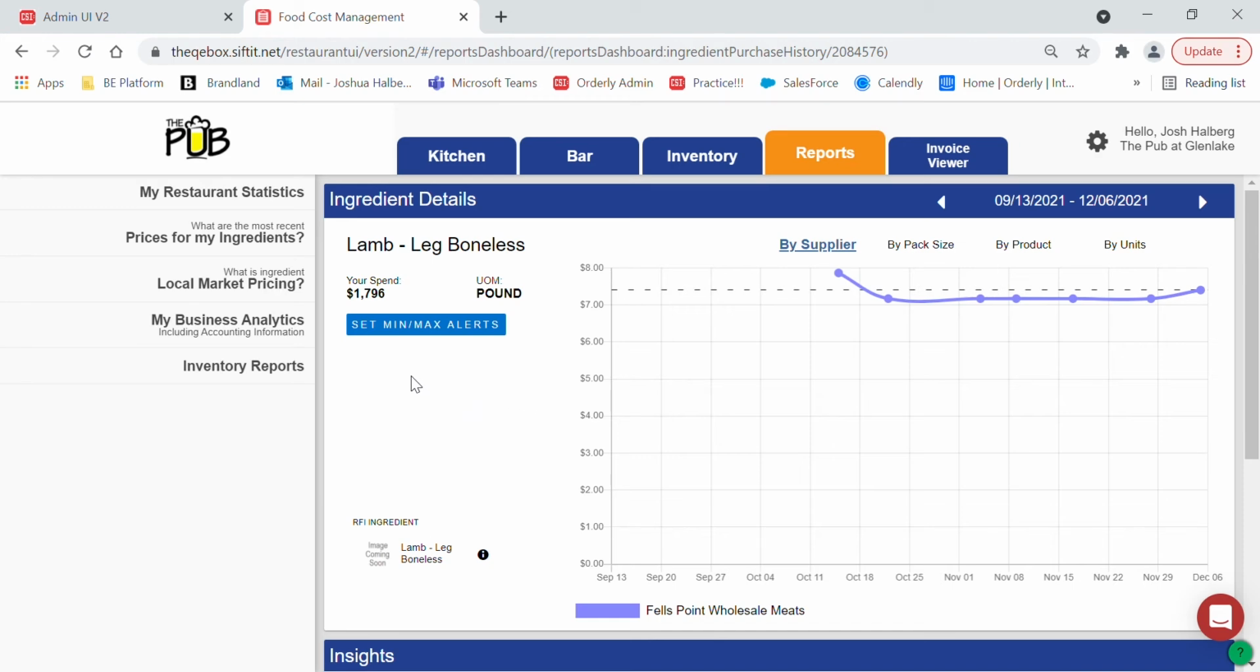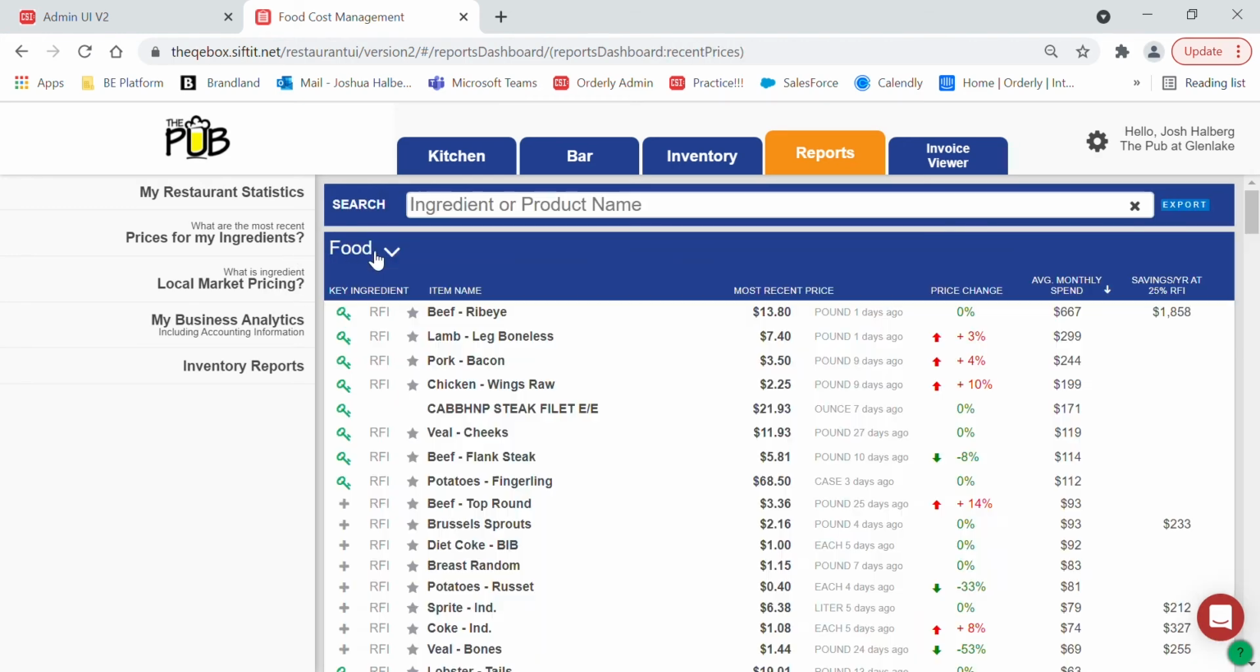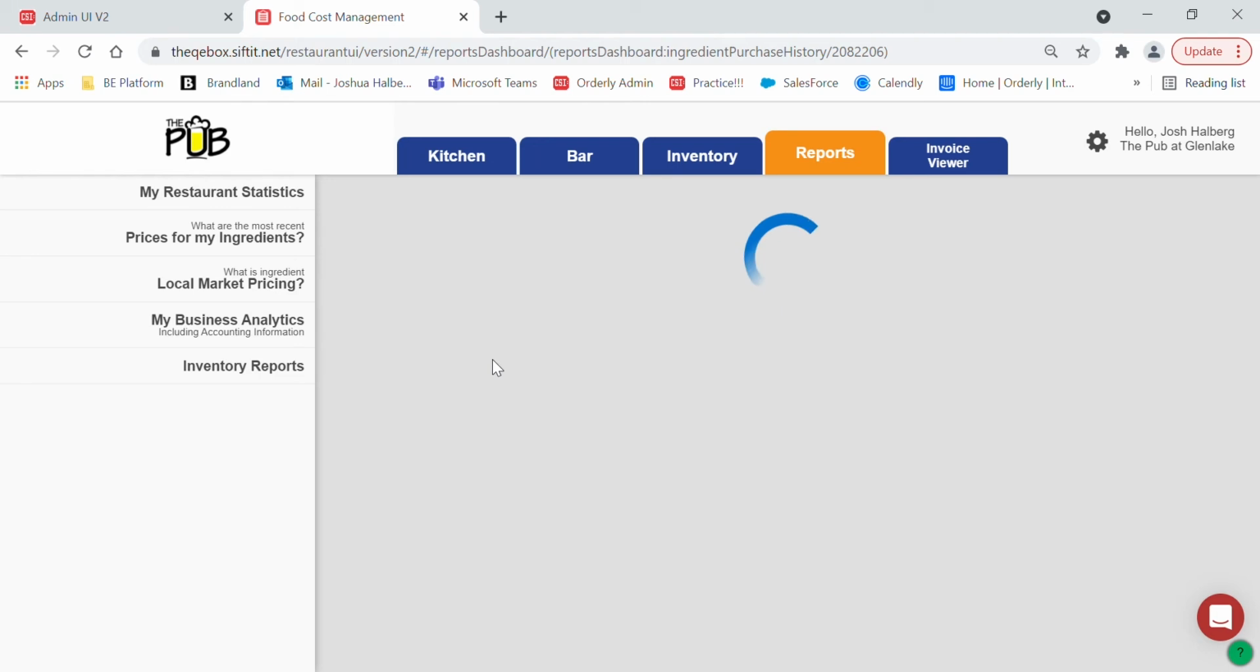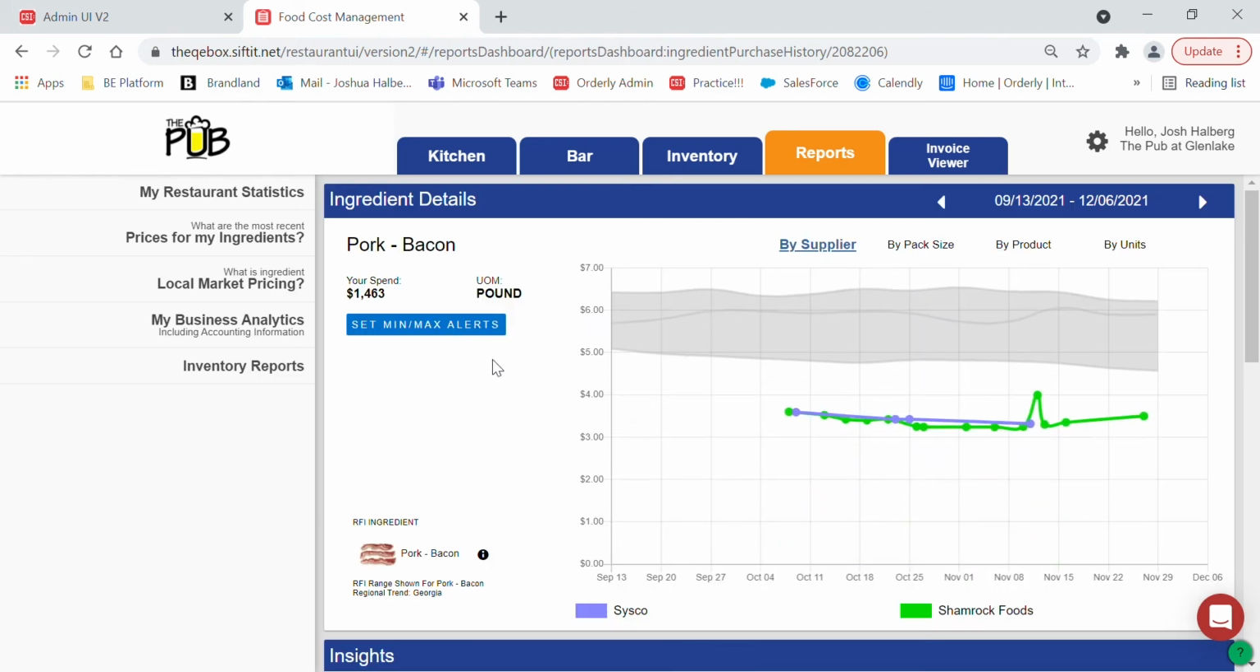Now let's go back and take a look at another ingredient, pork bacon, with a most recent purchase price of $3.50 per pound, and Orderly is reporting a 4% increase since the last time that this product was ordered. As you can see, we have ordered bacon from 2 different suppliers, Sysco and Shamrock Foods. You are also given a gray field signifying what the price trend is for that restaurant ingredient in your specific region.